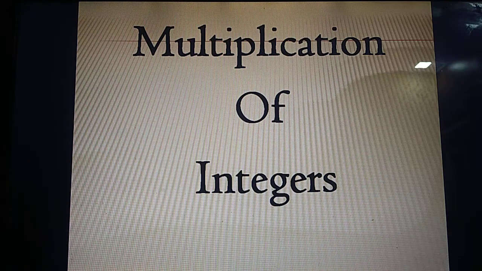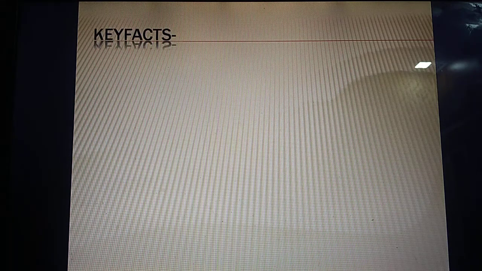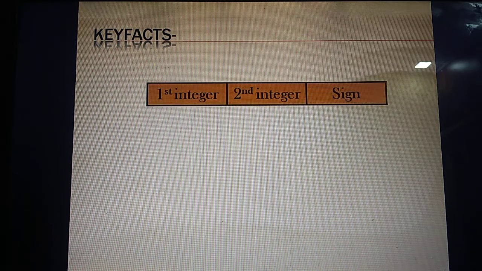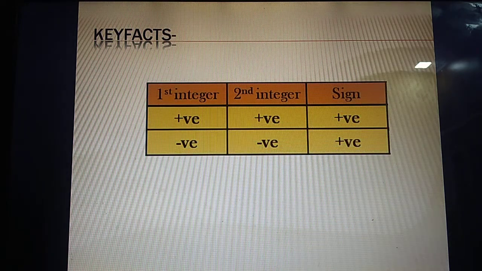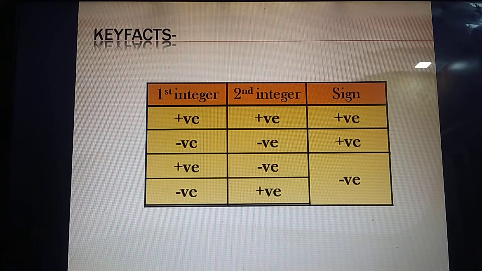Today we will start with multiplication of integers. While doing multiplication of integers, keep in mind that if the sign of both the integers is the same, your final answer will be a positive integer. If the sign of both the integers is different, then your final answer is a negative integer.